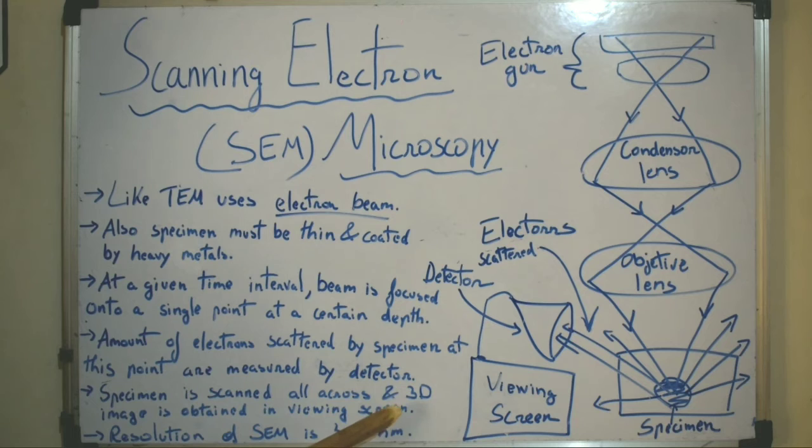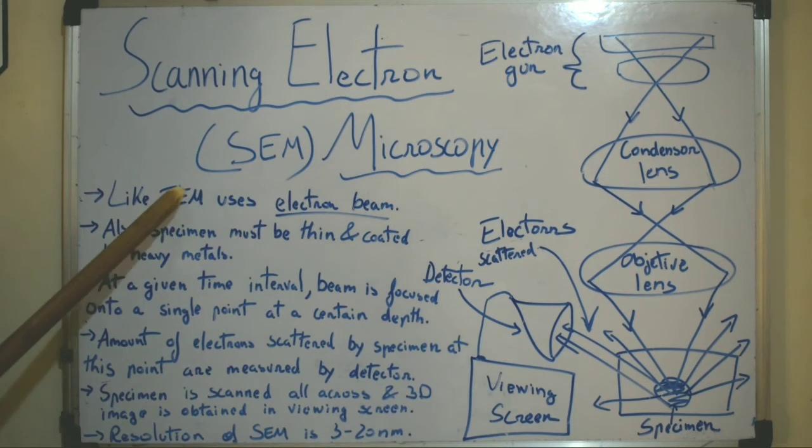Now the final image which is formed is a three-dimensional, in-depth image obtained on the viewing screen. The resolution of SEM is 3 to 20 nanometers. However, the resolution of SEM is lower than that of TEM, which has a resolution of 1 nanometer, but SEM produces three-dimensional in-depth images, which TEM does not produce because it produces two-dimensional images.